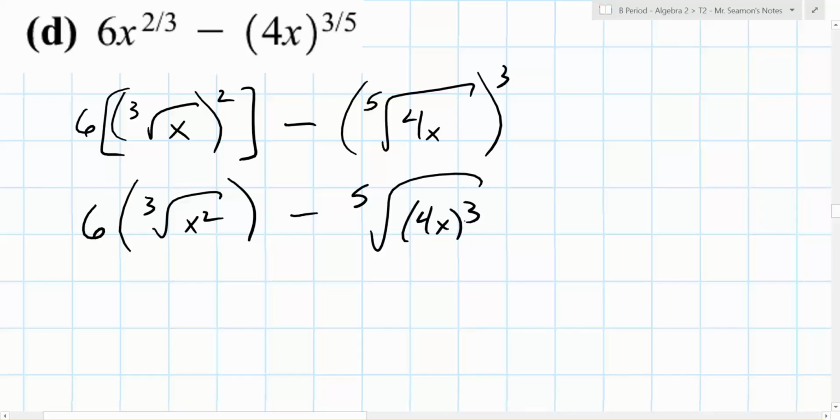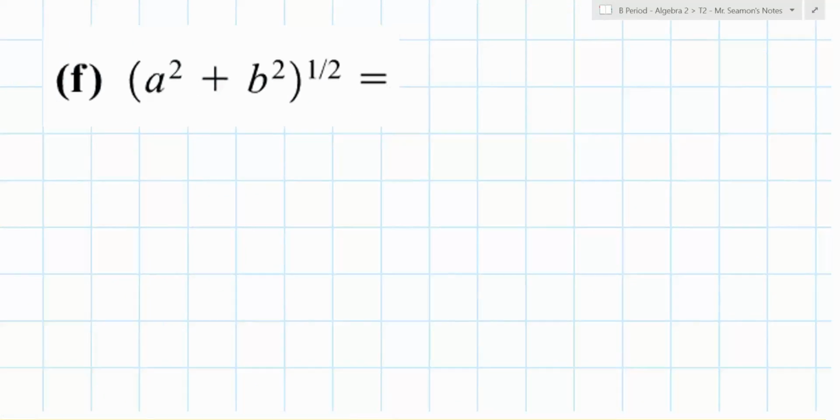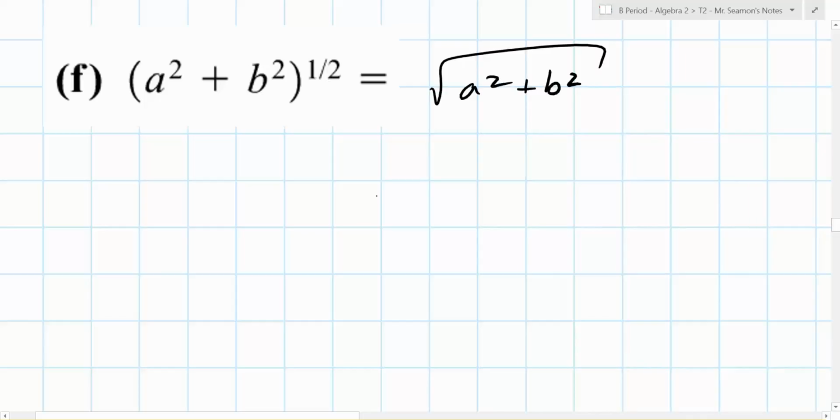Does it matter what order you multiply? No. This next one's a trap because it is baiting you to do one of the crucial mistakes. It's the equivalent of leaving a period or a capital letter out of the first part of your sentence in an English paper, okay? What does 1/2 power mean? So this is the square root of a squared plus b squared. Can you do anything else to that? No. Stop.